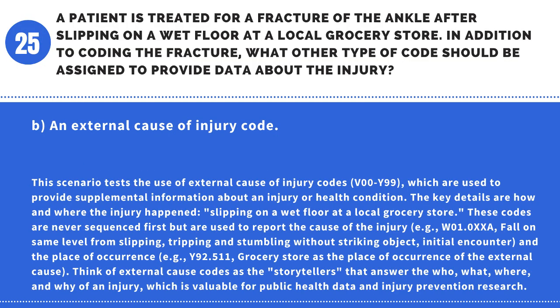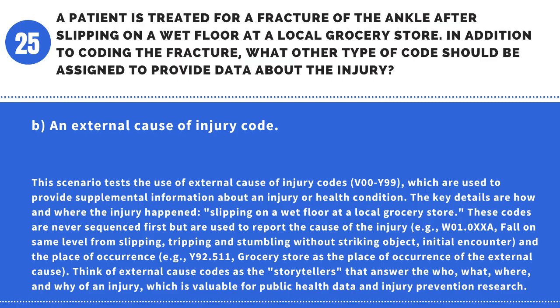Answer: B. An external cause of injury code. This scenario tests the use of external cause of injury codes, V00 to Y99, which are used to provide supplemental information about an injury or health condition. The key details are how and where the injury happened, slipping on a wet floor at a local grocery store.